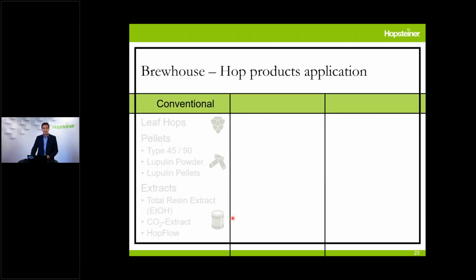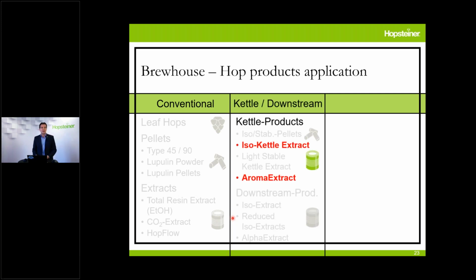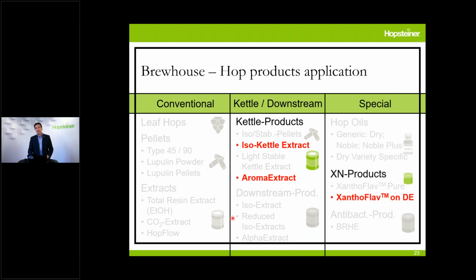So now we go to our more special hop products that we can use. First, in the brew house, we have the option to bring in a reasonable amount of hop aroma compounds with the late addition. For this we have the pre-isomerized kettle extract, and we also have an aroma extract. And here with another product that is Xanthoflav on DE. DE stands for diatomaceous earth. We also have an option to play with hard resins. Not, as I mentioned before, with an eye on the hop aroma compounds; here we have an eye on the bitter compounds.